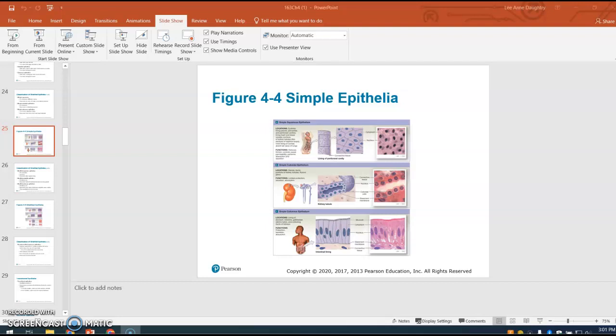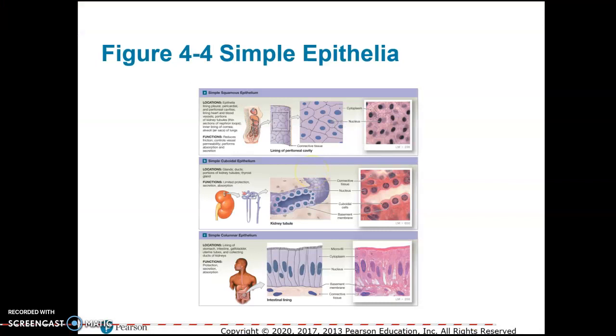This is part 2 of the Chapter 4 lecture notes. If you remember in part 1, we named the 4 tissue types. They are epithelial tissue, connective tissue, muscle tissue, and nervous tissue. So what we're looking at now is epithelial tissue, and we're going to look at different types of epithelial tissue.